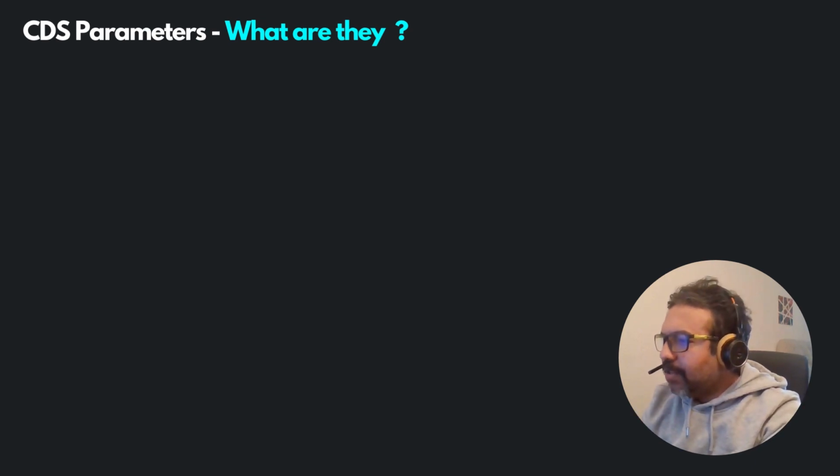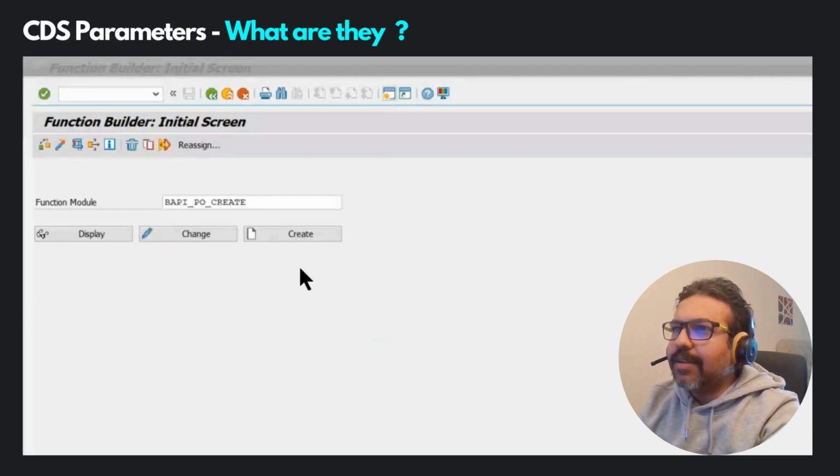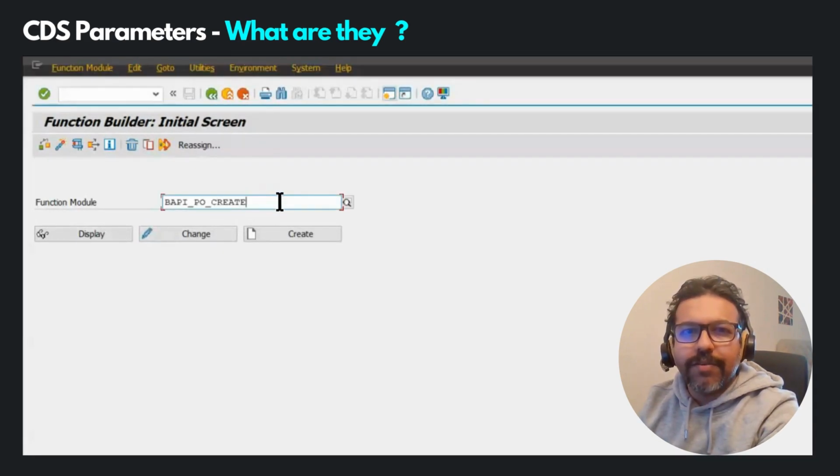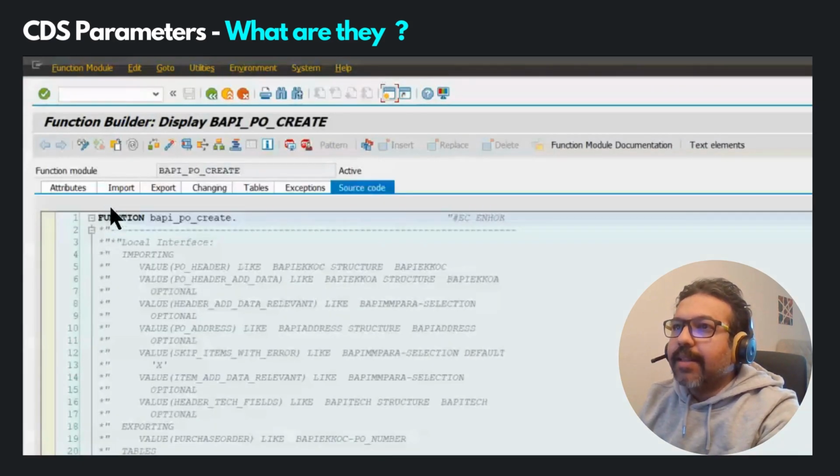So I am in the function builder transaction SE37. I have here a function module called ABAP_PO_CREATE. And as the name suggests, this function module is used to create purchase orders. Let's display it, and then let's go to the Import tab.